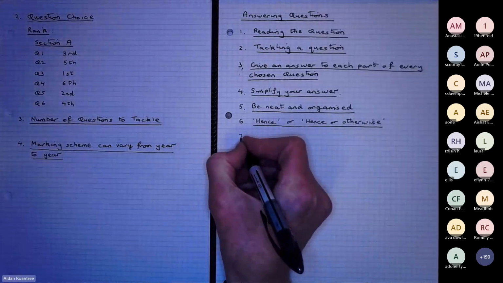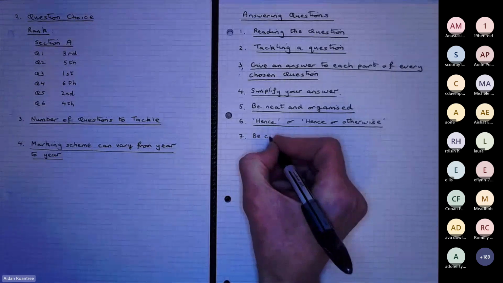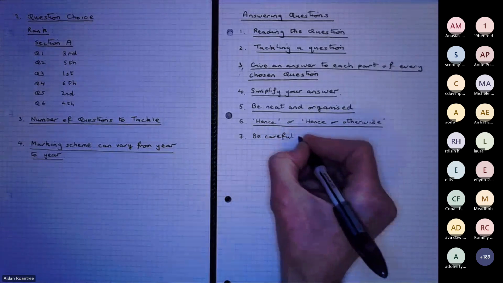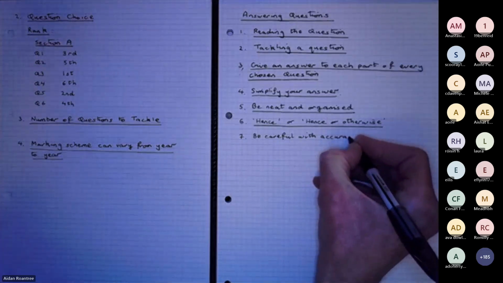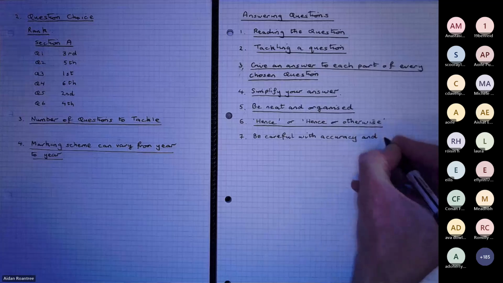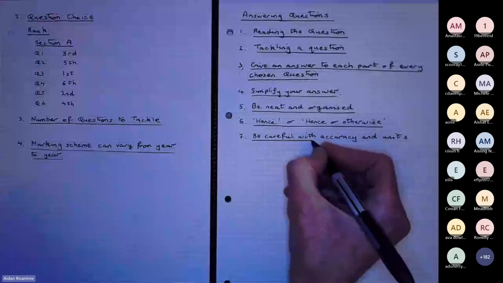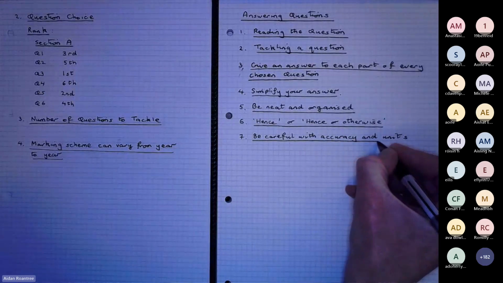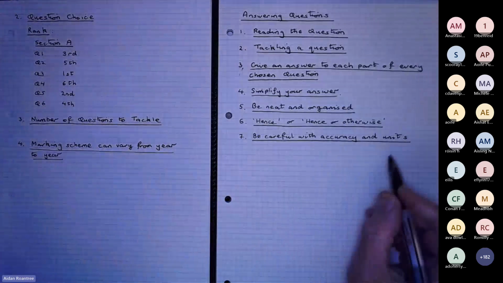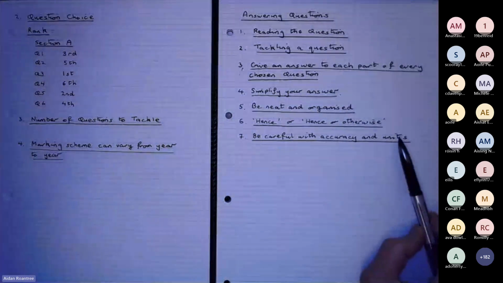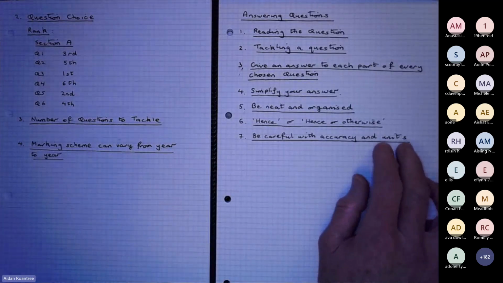Now, the next point here is be careful, okay, with accuracy, right, and units. So you know what I mean by accuracy. They might say give the answer correct to the nearest whole number or integer, or give it correct to one or two decimal places, or give it, for example, to two significant figures. Okay, and again, the units, particularly in questions where there are lengths and times and stuff like that, for example, speed, meters per second, or whatever it is.